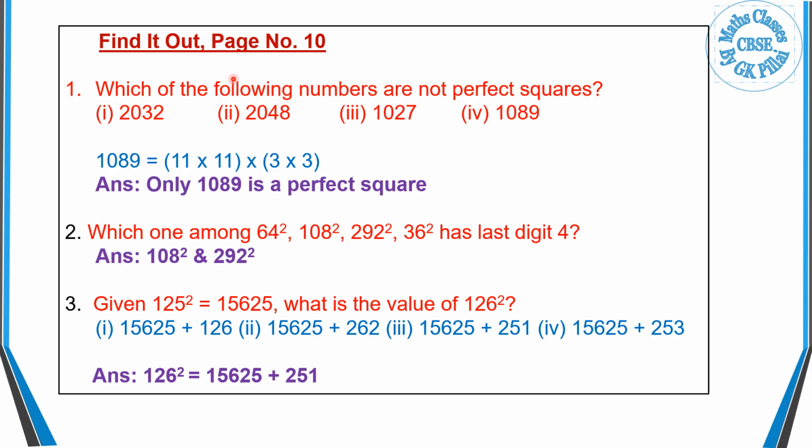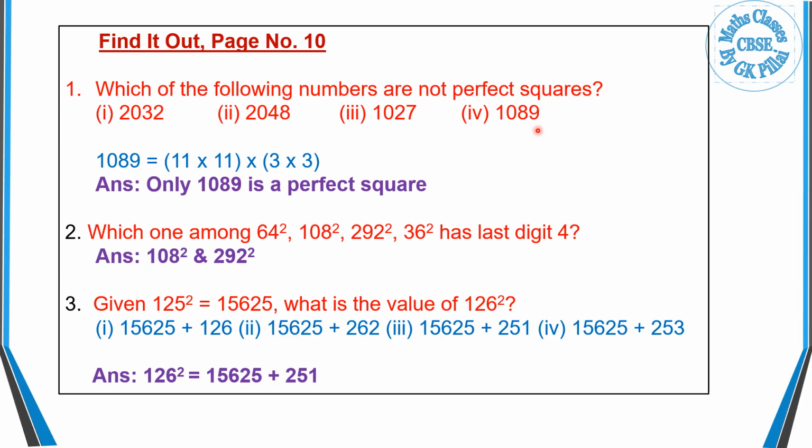These questions are from the Find It Out category of questions from page number 10 of your textbook. The first one: which of the following numbers are not perfect squares? One thing you can see, these numbers are ending with the digits 2, 8 and 7. These are definitely not perfect squares.